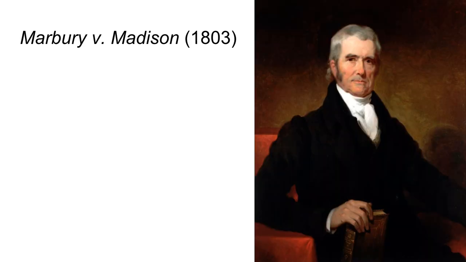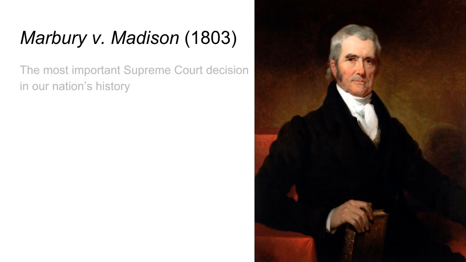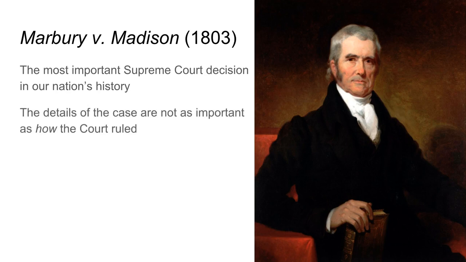So this power all really comes out of an early Supreme Court case, Marbury v. Madison, which you may have already heard of in some other social studies courses. And the man pictured here is the Chief Justice at the time, John Marshall, who wrote the opinion for this case. This is arguably the most important Supreme Court decision in our nation's history. There have been a lot of important decisions, but they all stem from the power that the court gained through this Marbury v. Madison case.